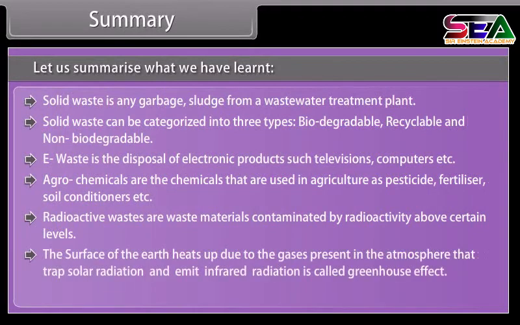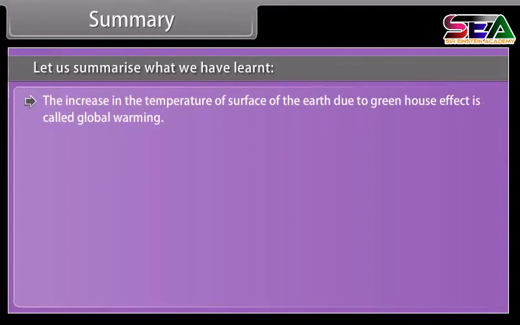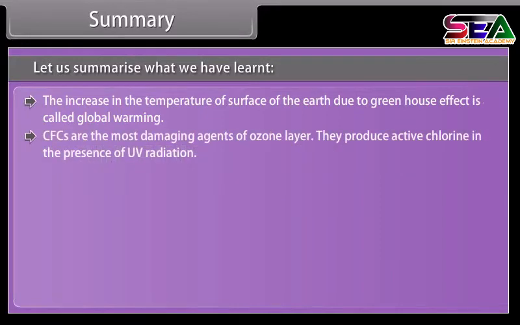The heating up of the surface of the earth due to gases present in the atmosphere that trap solar radiation and emit infrared radiation is called the greenhouse effect. The gases present in the atmosphere are called greenhouse gases. The increase in the temperature of the surface of the earth due to greenhouse effect is called global warming. CFCs are the most damaging agents of the ozone layer. They produce active chlorine in the presence of UV radiation.